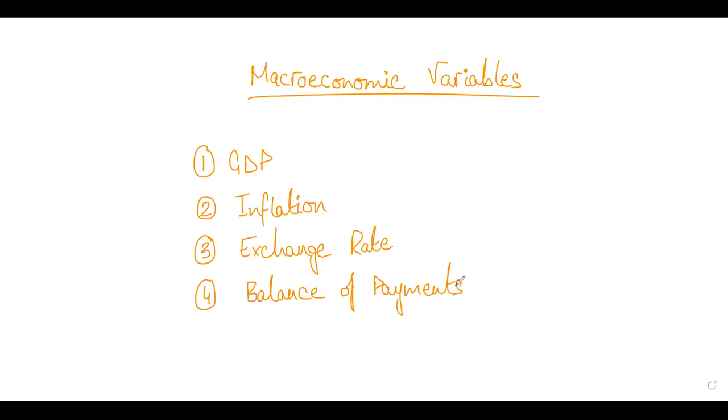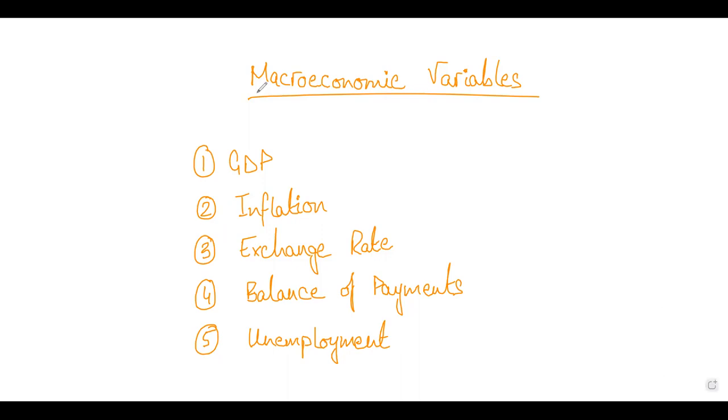And then you have inflation, exchange rate, and the fifth one that we just discussed in one of our previous classes recently is unemployment. Like how many people are unemployed, what are the reasons for their unemployment, and what can the government do to control that. So these are the five main macroeconomic variables, and that is what we'll discuss.